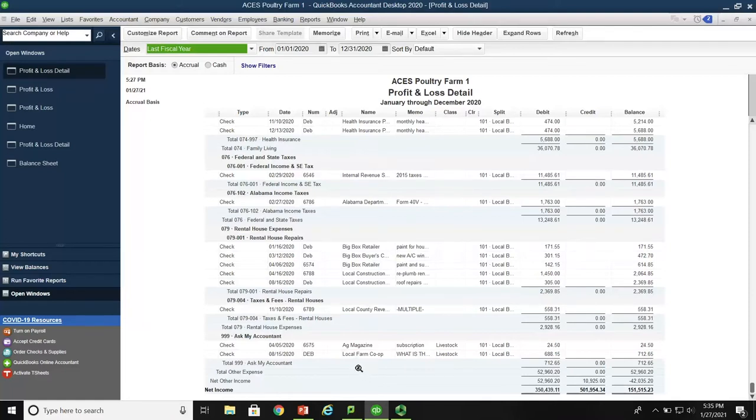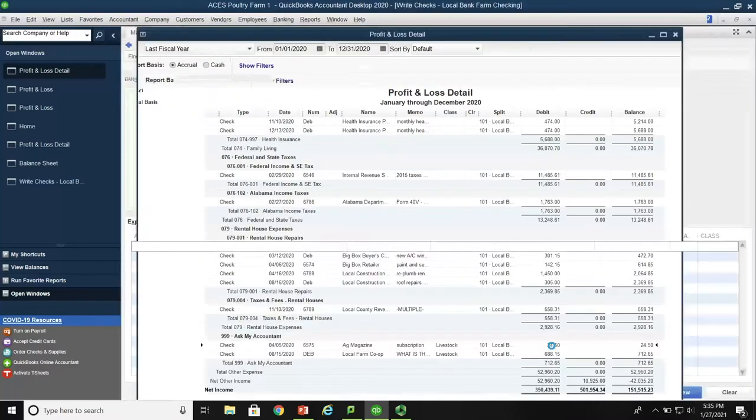And this is a good example of where the farmer, before he closes this file and says, hey, send it to the tax return, let's just double-click on these. Ask My Accountant.